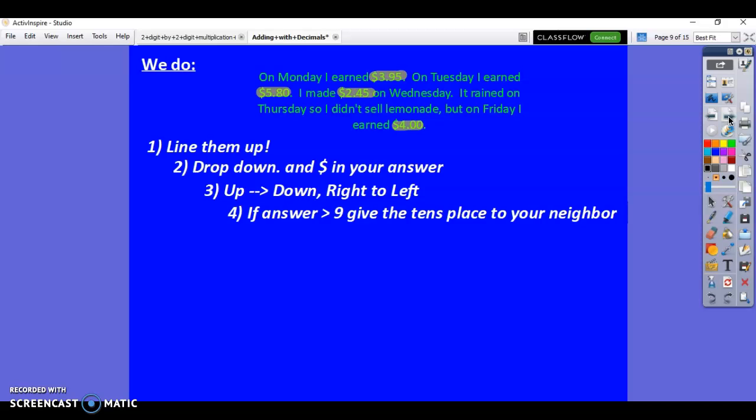So we're going to line up our digits. Now, this one is a big one, so make sure you're paying attention. First, we have the $3.95, so make sure you write down $3.95. Then you have $5.80. Then you have $2.45 and $4. I'm going to go back and add my dollar signs.